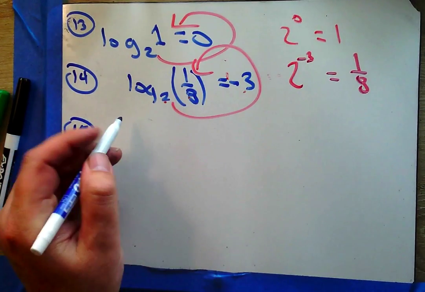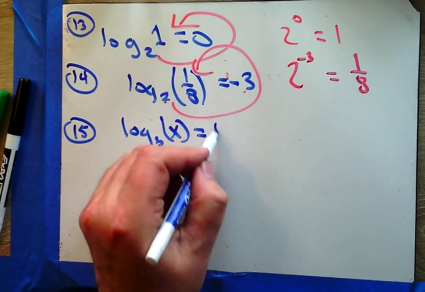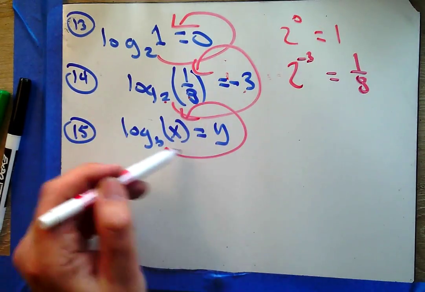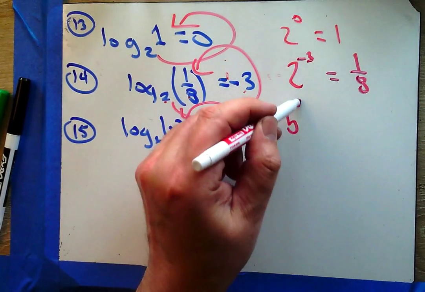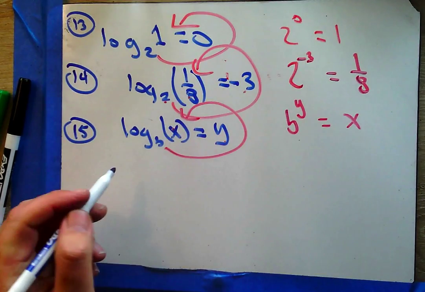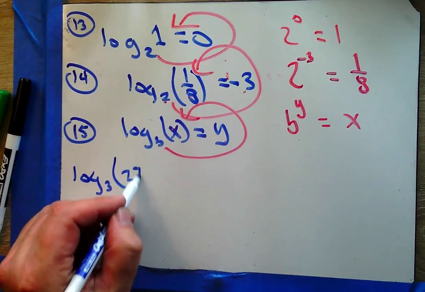15, we've got log base b of x equals y. And when I do scorpion tail here, you know, it's base, power, answer. So it's b to the y equals x. All right, 16, evaluate without a calculator. Log base 3 of 27.